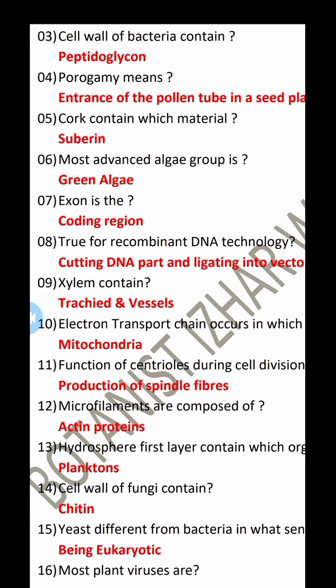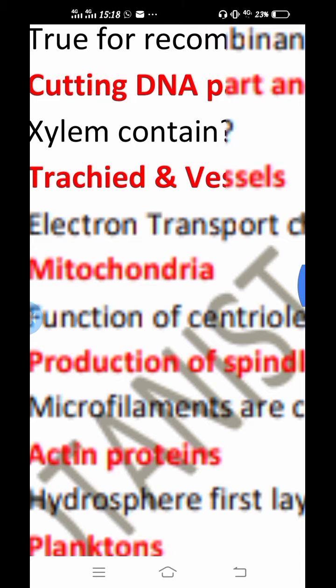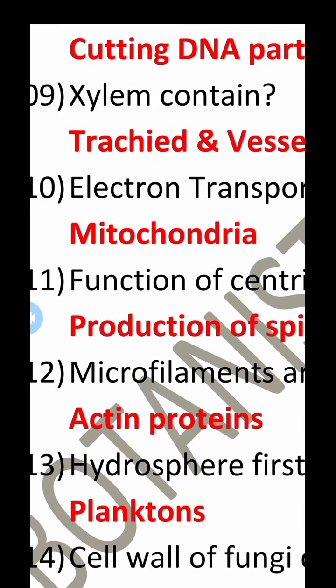Now MCQ number 12: microfilaments are composed of what? Microfilaments are composed of actin protein. Actin protein is a family of globular multifunctional proteins that forms microfilaments in the cytoskeleton. It is found in all eukaryotic cells.